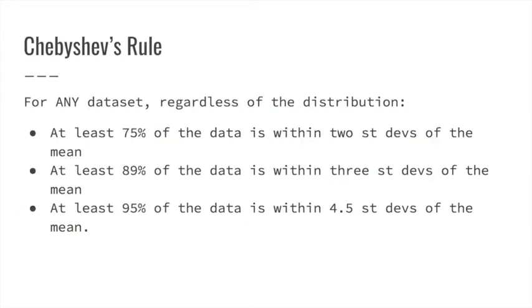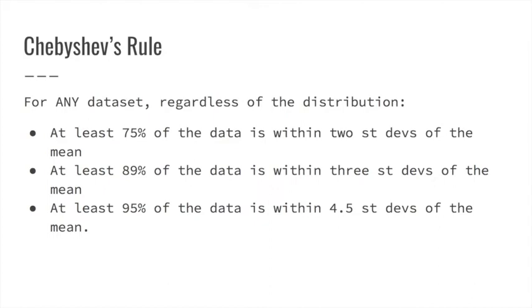Alright, so Chebyshev is the name of a guy who did quite a lot of work involving statistics and probability and normal distributions and all kinds of good stuff. So we have a rule that we get from Chebyshev that says that at least 75% of the data is within 2 standard deviations of the mean, at least 89% is within 3, and at least 95% is within 4.5 standard deviations of the mean. Now, in practice, it's usually a lot more than that. Okay, and notice it says at least 75%, at least 89%.